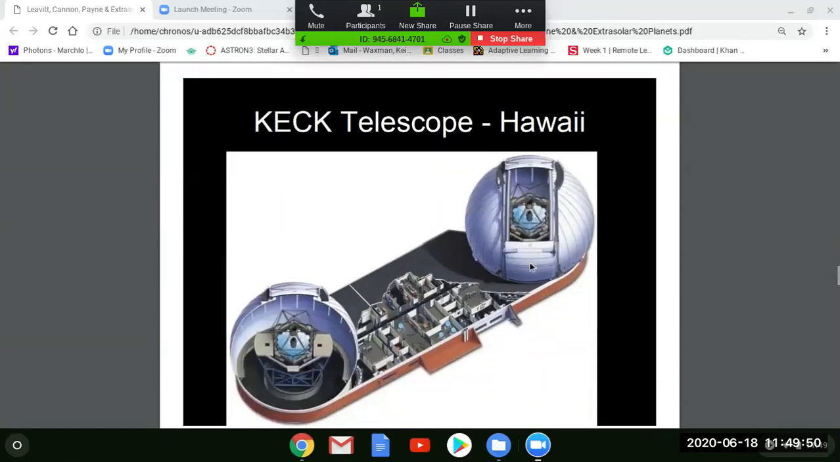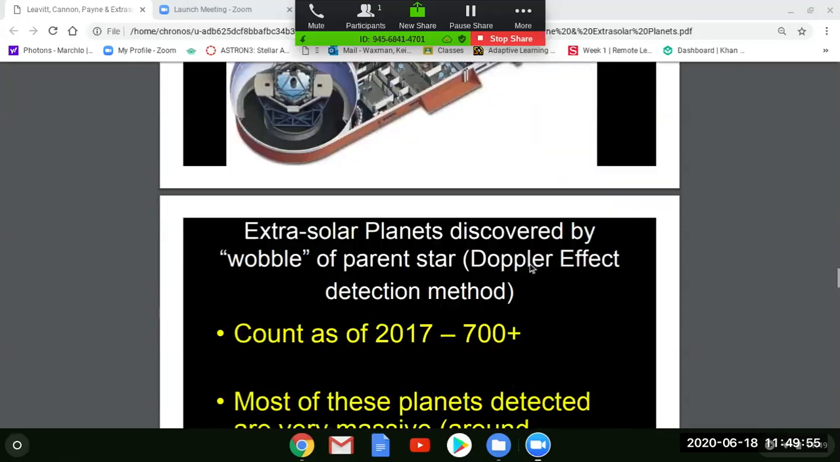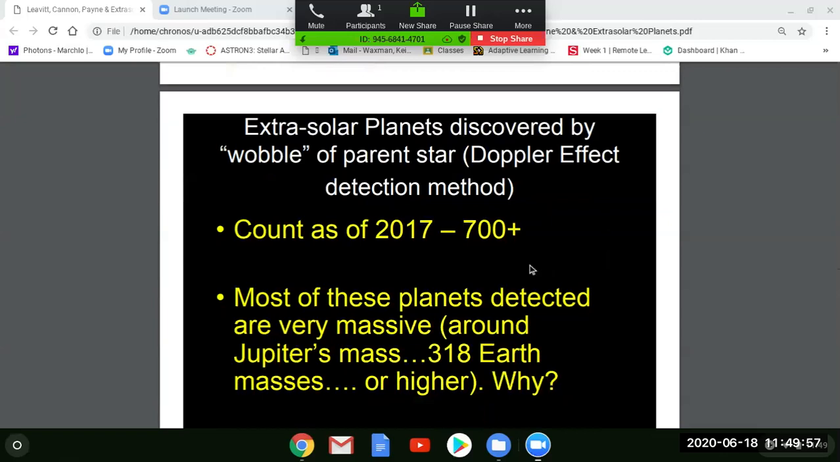All right, now, well, there's the Keck telescope. They're one of the telescopes in Hawaii, giant telescopes. This data, it's all right. You don't have to know these numbers anyway.